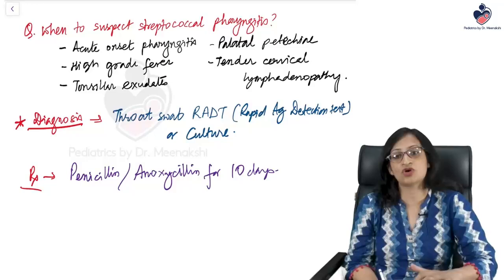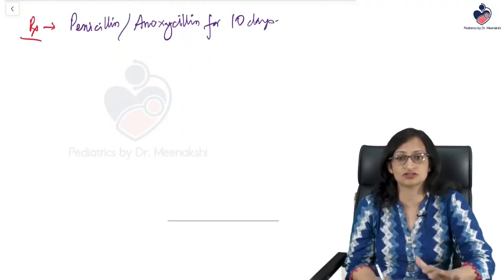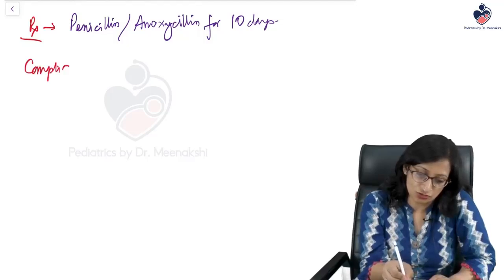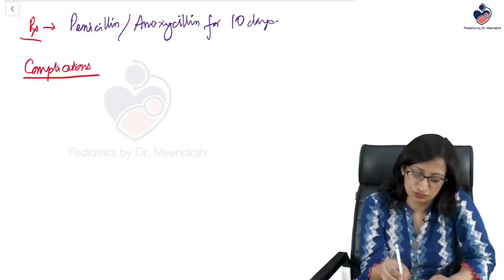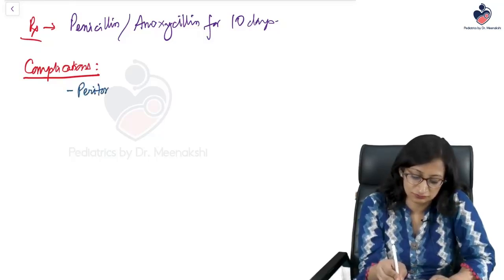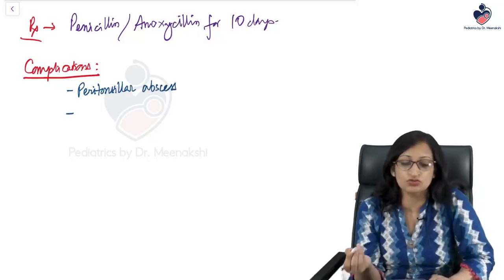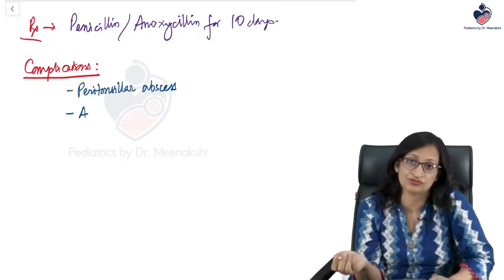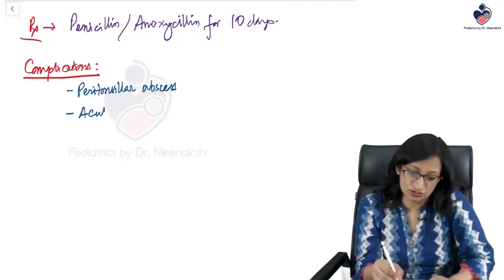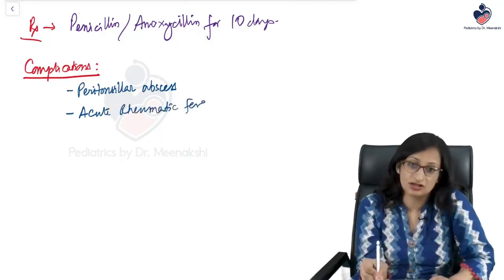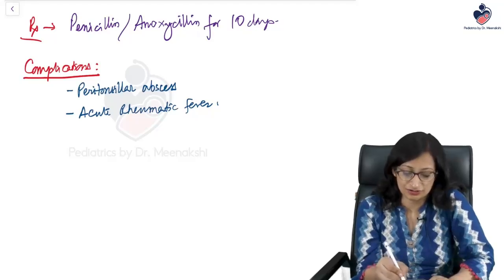Now, there are some important complications of streptococcal pharyngitis. Let us see what they are. One is local complications like peritonsillar abscess. And there can be other immune mediated complications like acute rheumatic fever and acute post-streptococcal glomerulonephritis.